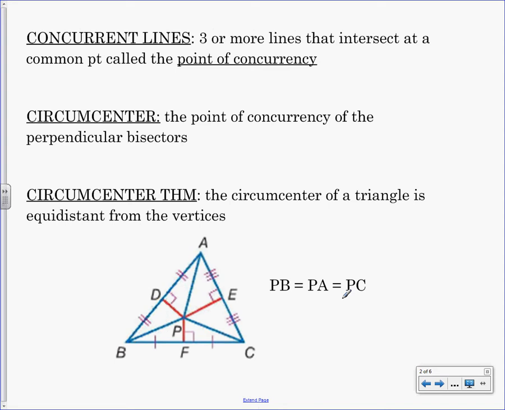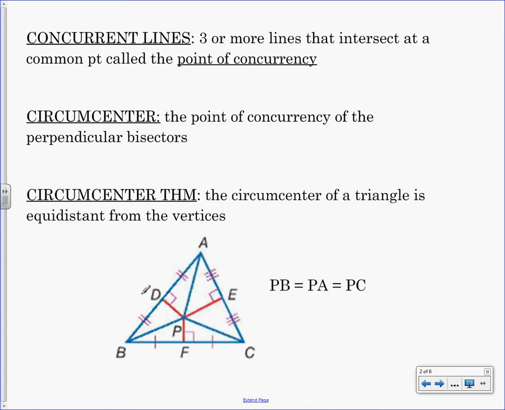So now we have concurrent lines. This is probably new for you: that's three or more lines that intersect at a common point called the point of concurrency. So when you have three or more lines that meet, that's called concurrent lines, and where they meet is called the point of concurrency. Okay, so we just talked about perpendicular bisectors. When you draw three perpendicular bisectors, where they meet is called the circumcenter.